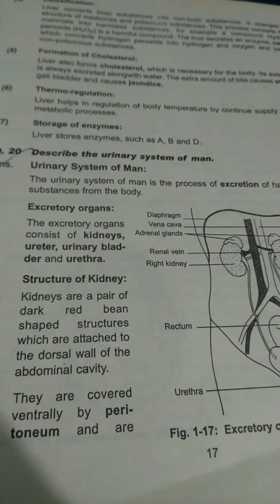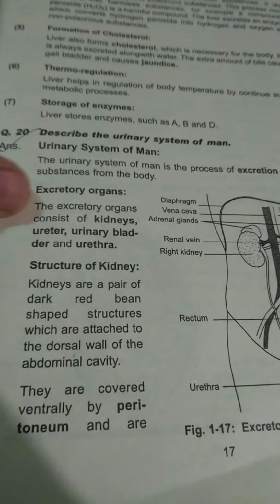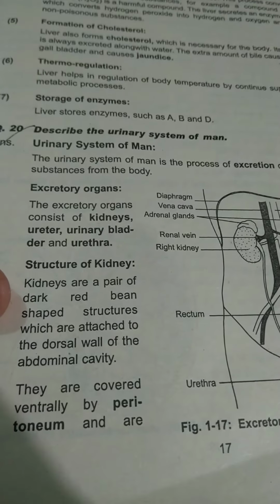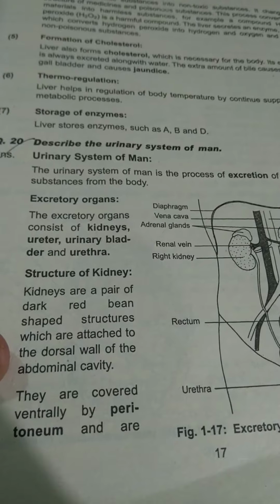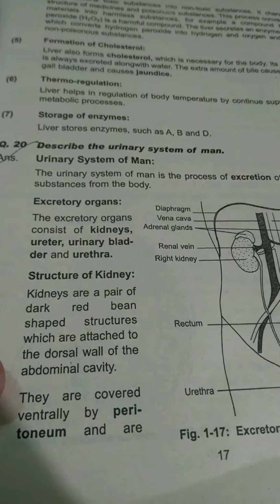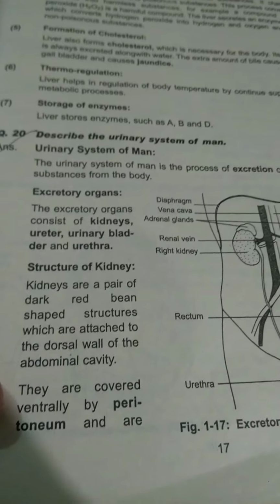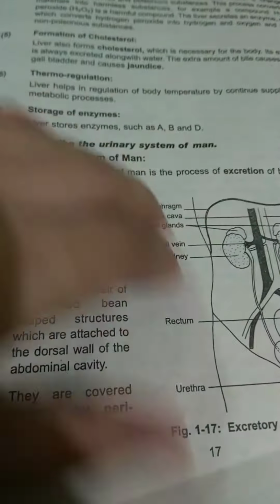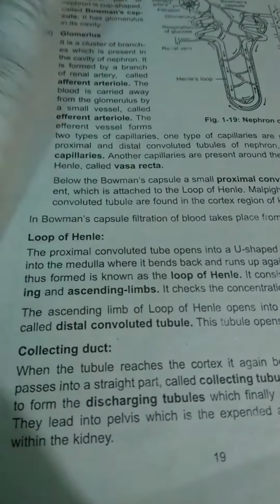Excretory organs consist of kidneys, ureter, urinary bladder, and urethra. Structure of kidney: a pair of dark red bean-shaped structures which are attached to the dorsal wall of the abdominal cavity. They are covered ventrally by peritoneum. Peritoneum is a bag or layer that covers them.